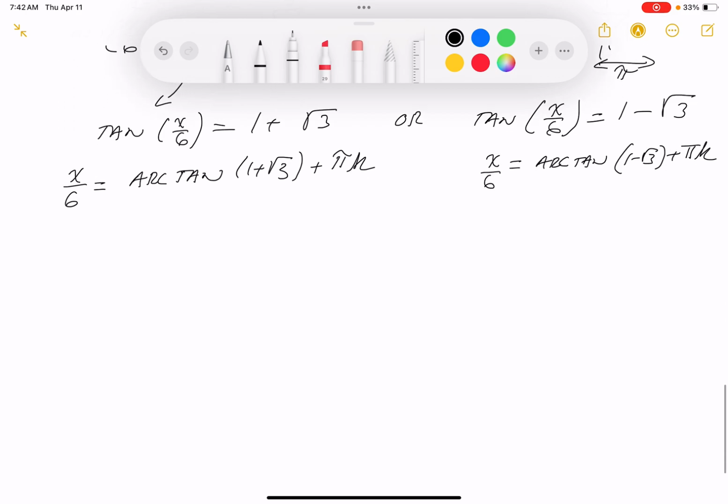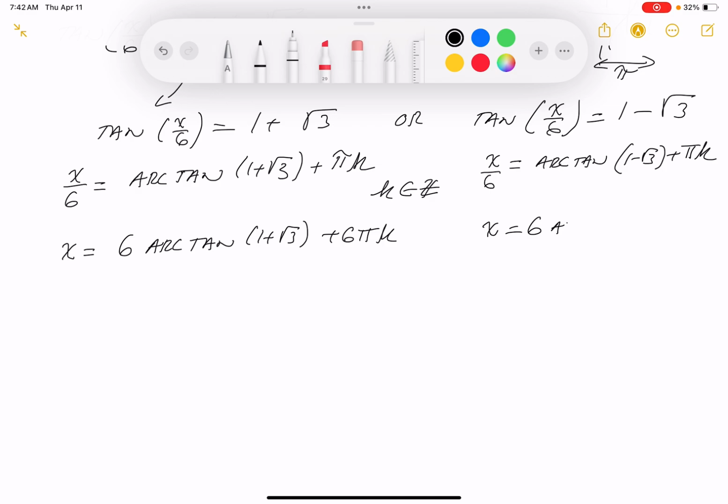By the way, I want to solve for x. What's x going to be equal to? I'm multiplying both sides by 6, so 6 arc tangent of 1 plus root 3 plus, by the way, k is any integer, all right? So it's going to be 6 pi k, right? What's this one going to be? x equals 6 arc tangent of 1 minus root 3 plus 6 pi k.